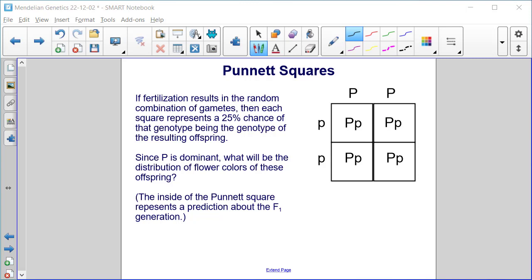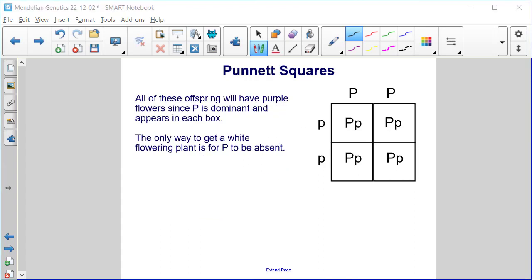The inside of the Punnett square represents a prediction about the F1 generation. And remember that capital P is purple, and lowercase p is white. All of these offspring will have purple flowers since capital P is dominant and appears in each box. The only way to get a white flowering plant is for capital P to be absent.